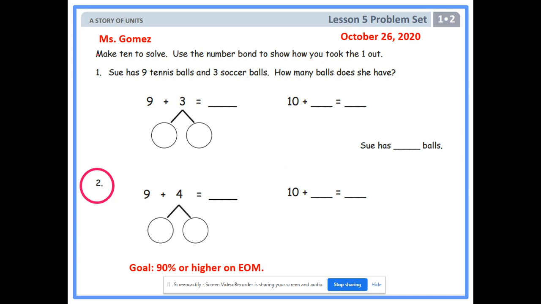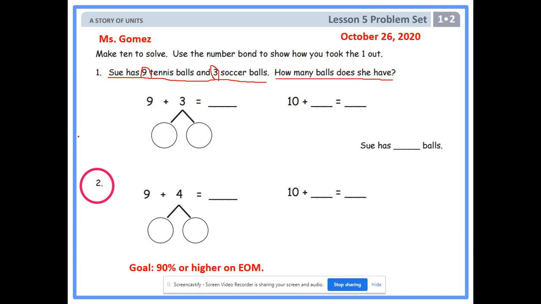I'm going to read the instructions. It says, make 10 to solve. Use the number bond to show how you took the 1 out. So, number 1 says, Sue has 9. I underline, you underline too. Let's read and underline. Sue has 9 tennis balls and 3 soccer balls. So she has 9 tennis balls. Let's circle 9. And 3 soccer balls. Let's circle 3. How many balls does she have? So we want to figure out how many balls Sue has.